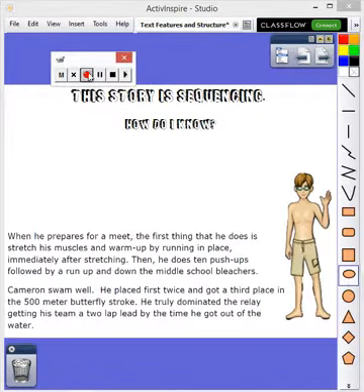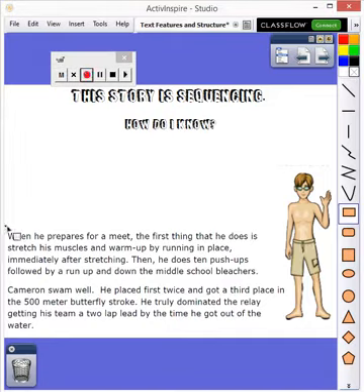Here's another example of sequencing. Can you figure out why? When he prepares for a meet, the first thing that he does is stretch his muscles and warm up by running in place. Immediately after stretching, then he does 10 push-ups followed by a run up and down the middle school bleachers. Cameron swam well. He placed first twice and got a third place in the 500-meter butterfly stroke. He truly dominated the relay, getting his team a 2-lap lead by the time he got out of the water.